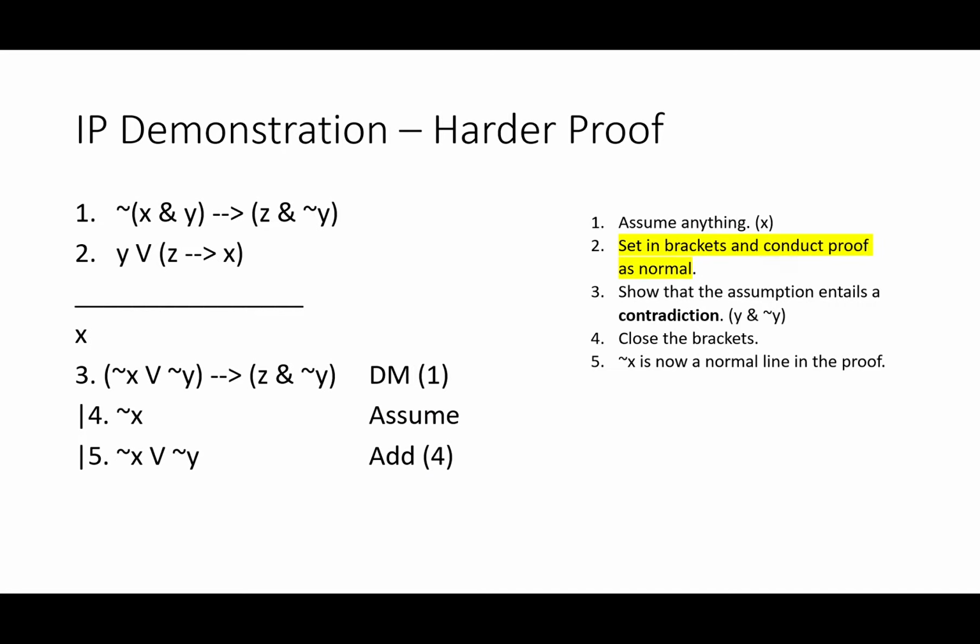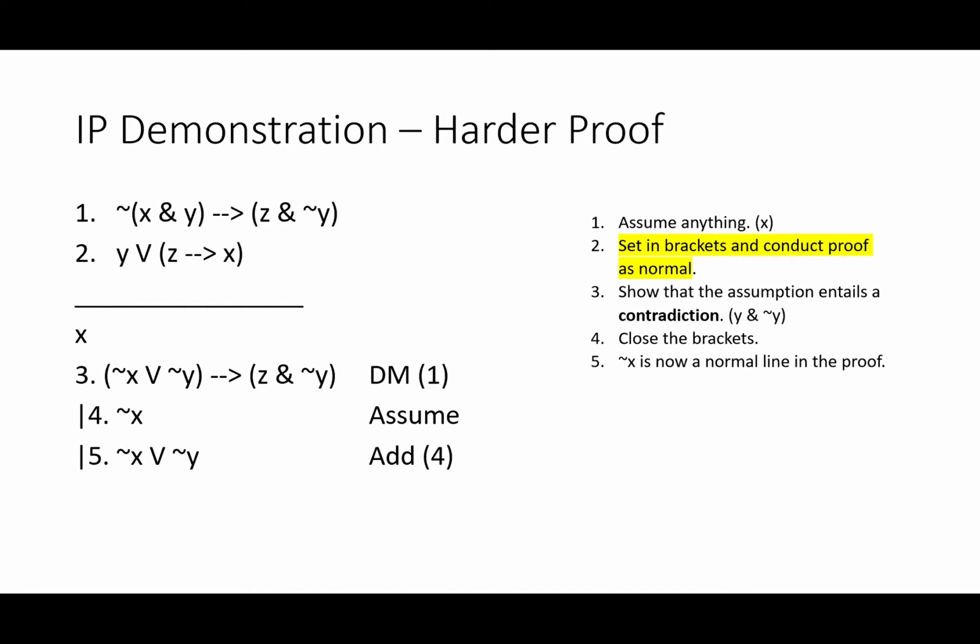Now, we're going to set it in brackets and conduct our proof as normal. And what we're going to do is use addition. Here's why we did that De Morgan's. De Morgan's let us turn a negated ampersand into a disjunction. A disjunction with the opposite of our conclusion in it. Now we've got not x in line 3, and we've got not x in line 4. If we remember the way that the disjunction works, it's true if even one side of it's true.